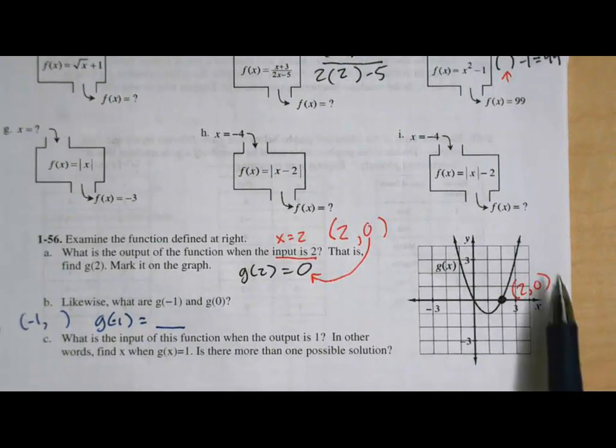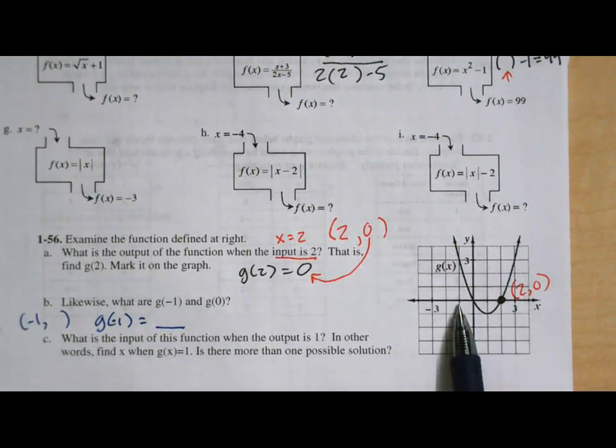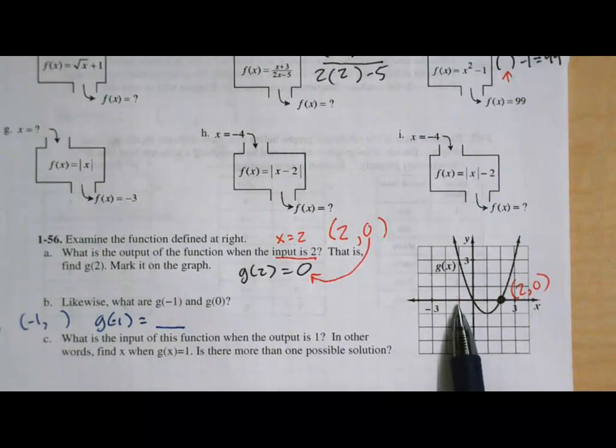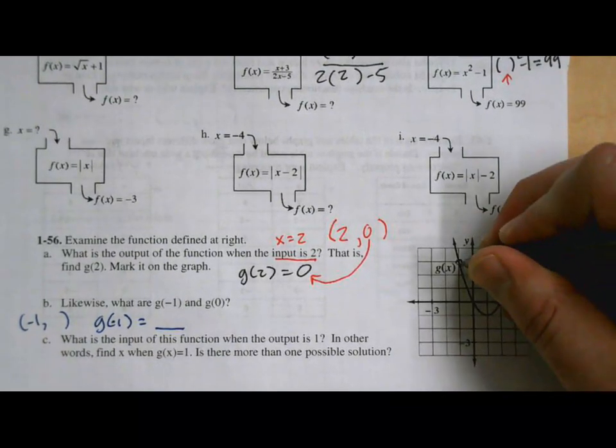So look at this graph. Notice that negative 1 is right here. So go up or down and find a point on your parabola that would have that x-coordinate. Do you see the point I'm looking at? Highlight that point for me. I'm looking at this one.